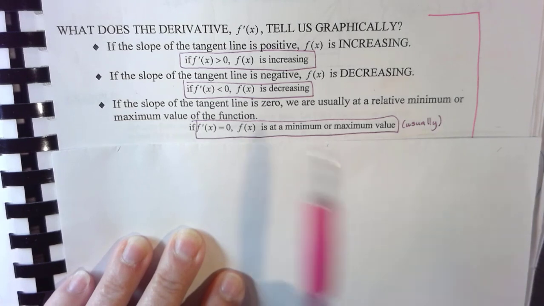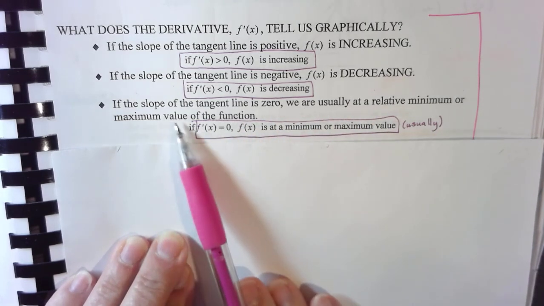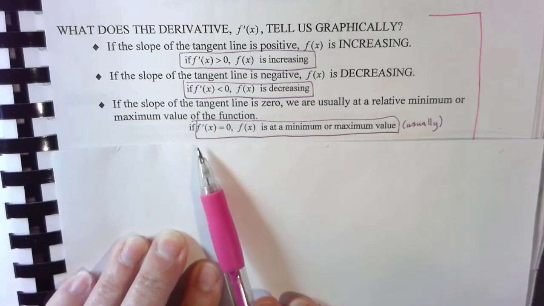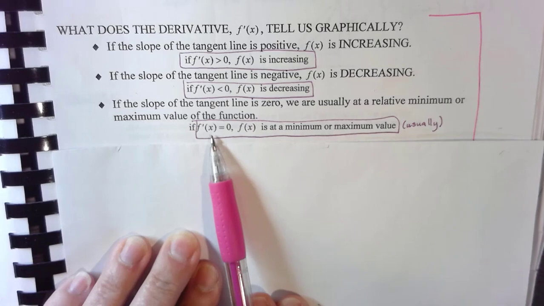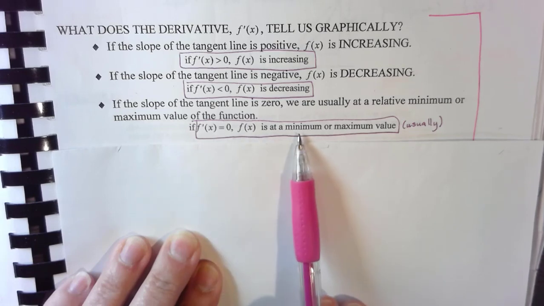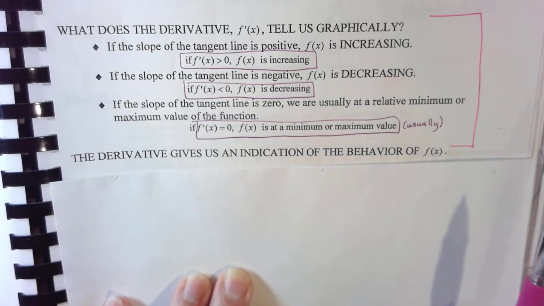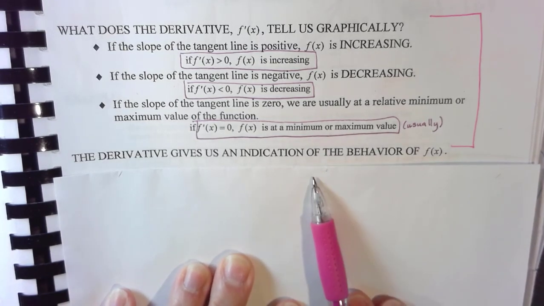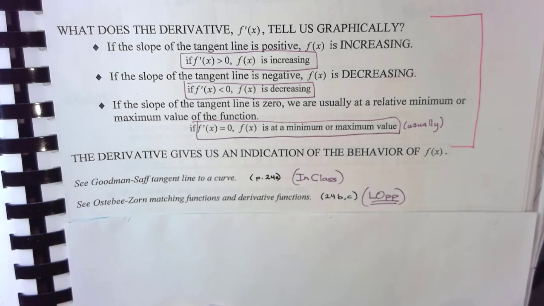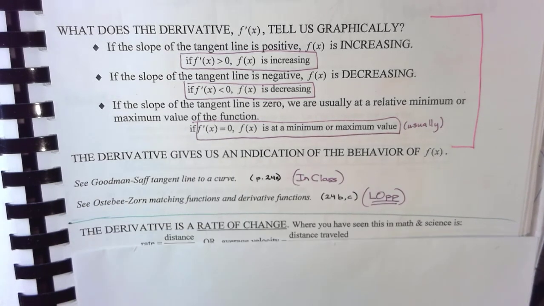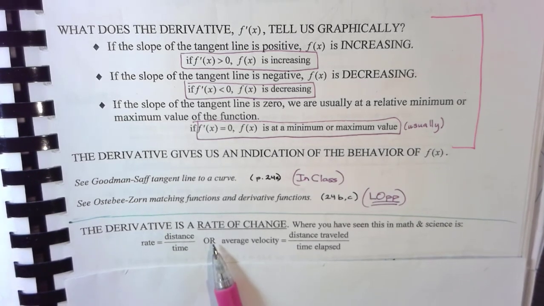If the slope of the tangent line is 0, we are usually at a relative minimum or maximum value of the function. Not always, but a lot of times. So if f prime of x equals 0, f is at a minimum or a maximum value, usually, not always. The derivative gives us an indication of the behavior of our function. In class, we'll look at these two items, but important to know that the derivative is a rate of change.